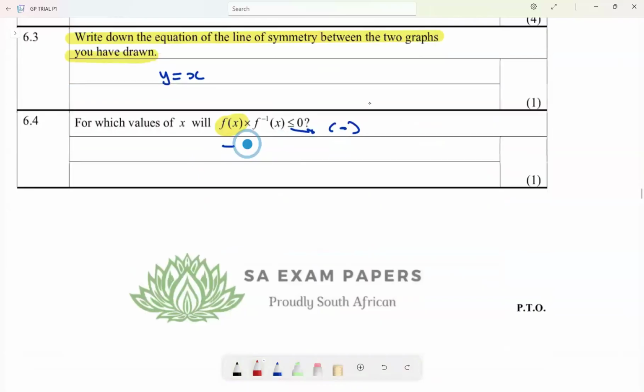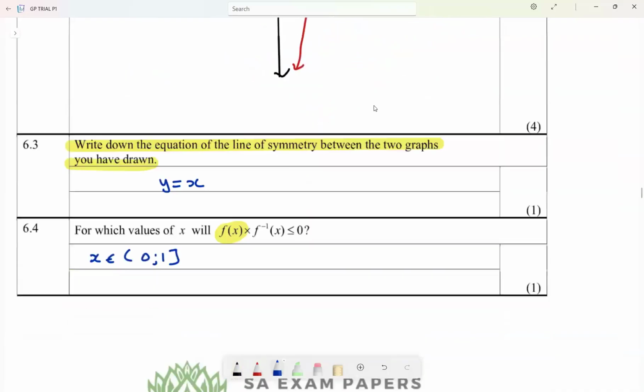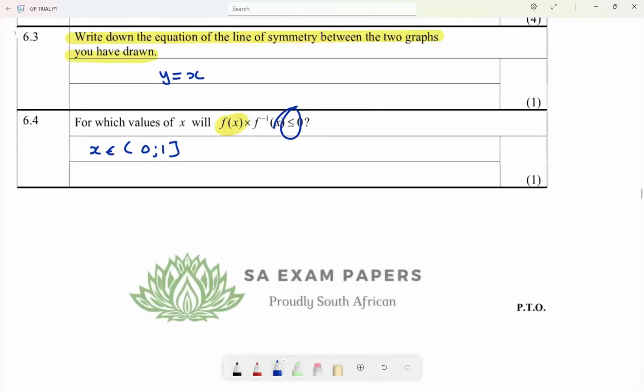So I'm going to answer this question by saying x is an element of, now remember it is included again, so 0 and 1. I'm going to only include 1 because my graph is defined at x is equal to 1. But why am I not including 0? Because when I include 0, do you agree that the inverse does not touch 0? So I cannot include that as part of my solution. So even though it is included, 0 is an asymptote.